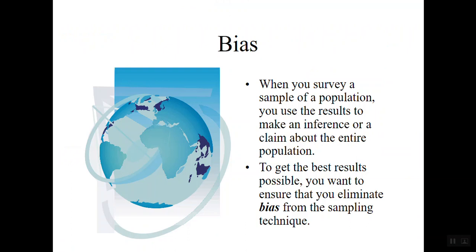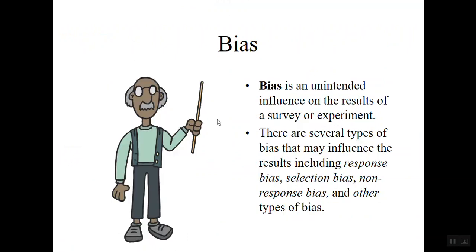Okay, bias. When you survey a sample of a population, you use the results to make an inference or a claim about the entire population. To get the best results, you want to eliminate any bias from the sampling technique. It's an unintended influence on the results of a survey or experiment. There are several types: response bias, selection bias, non-response bias, and other types.